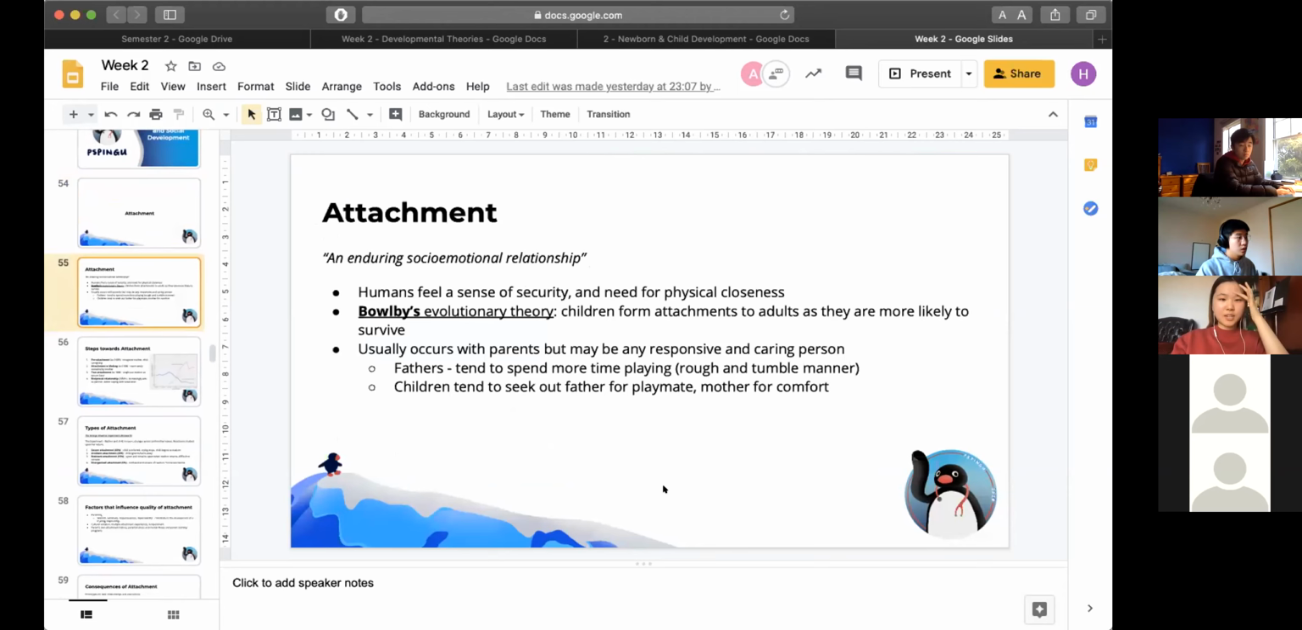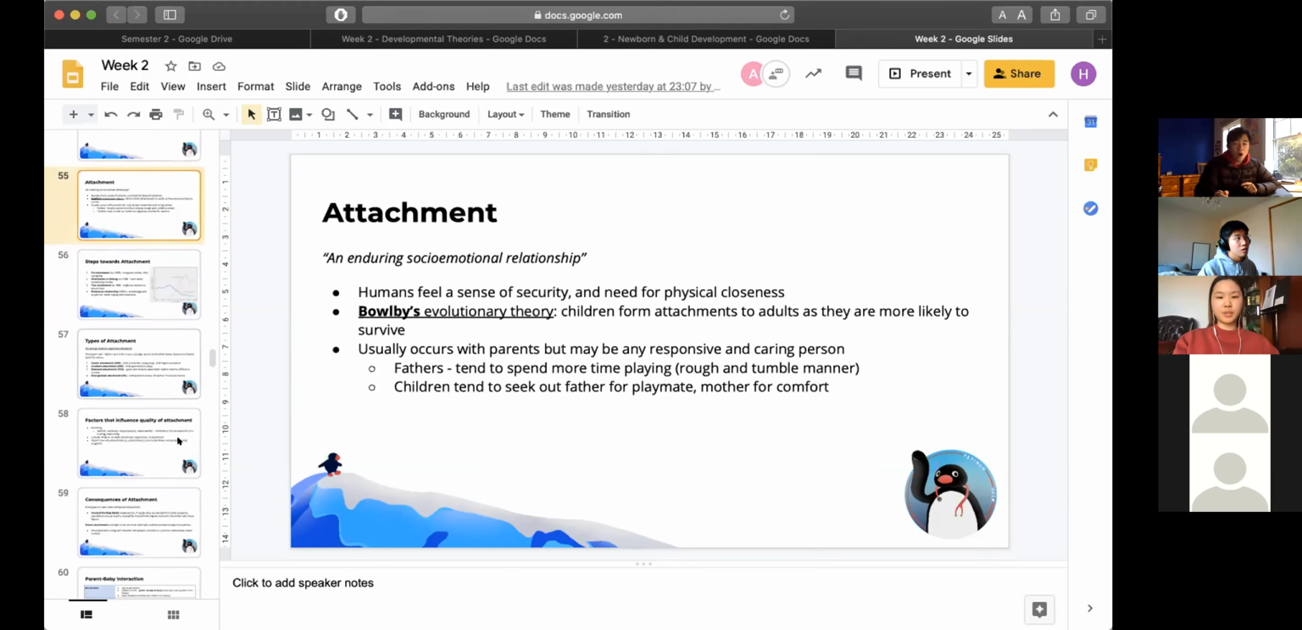So attachment. Attachment is basically that humans instinctively feel a sense of security, and we have a need for physical closeness. We want to be attached to people. So Bowlby's evolutionary theory is that children form attachments to adults as they are more likely to survive if they do so. It usually occurs with parents, but it can be with any kind of responsive guardian, any figure that a child is able to form an attachment with.